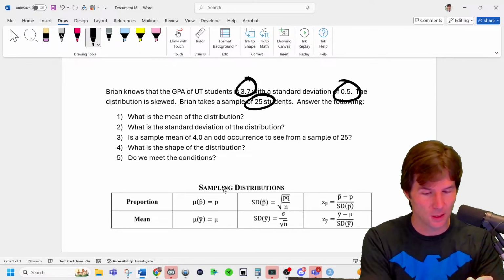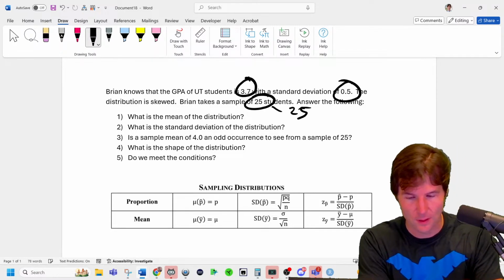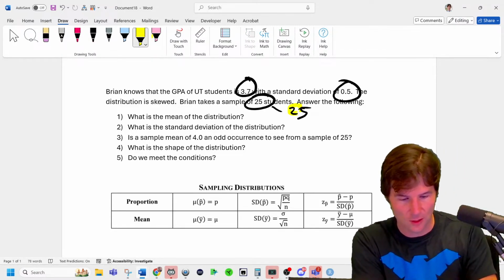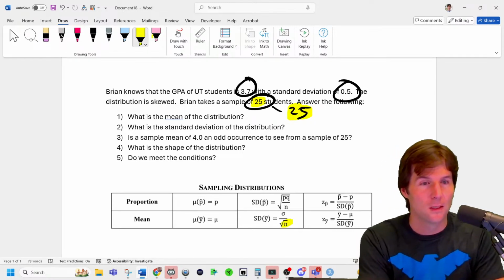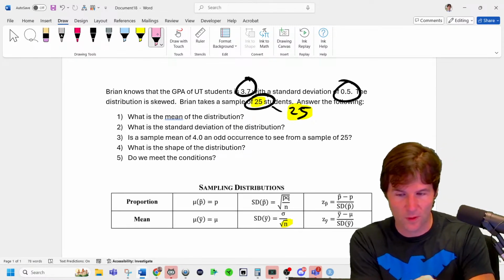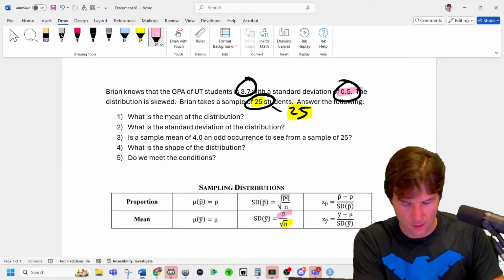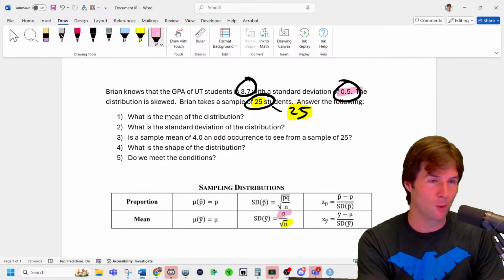Great job, Kaylin, right there. N is 25. So you look on your formula sheet and you're like, okay, I just found this. That is n is 25, so that's that. That is sigma is 0.5. So this is sigma, there's sigma. And mu, remember mu is mean.